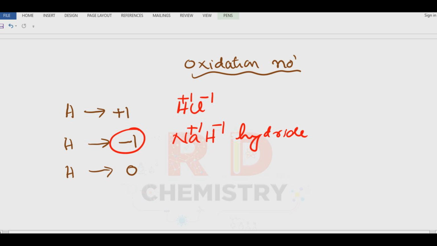Then you have hydrogen equal to 0. In which case? Suppose you take the hydrogen molecule. I want to calculate the oxidation number of hydrogen. So how many hydrogens are there? 2 hydrogens. Let the oxidation number of hydrogen be x. So 2x. So total charge is 0. Right? Therefore x is equal to 0. So it can be 0 also. Clear?